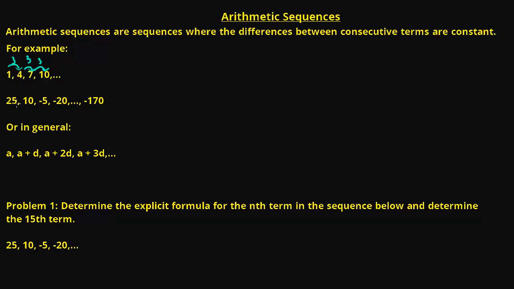Now, if you look at this sequence, the difference between these two terms is minus 15. The difference between the second and the third term is negative 15. And then negative 15 again. So these two sequences have what are called common differences. We denote the common difference by the variable d.